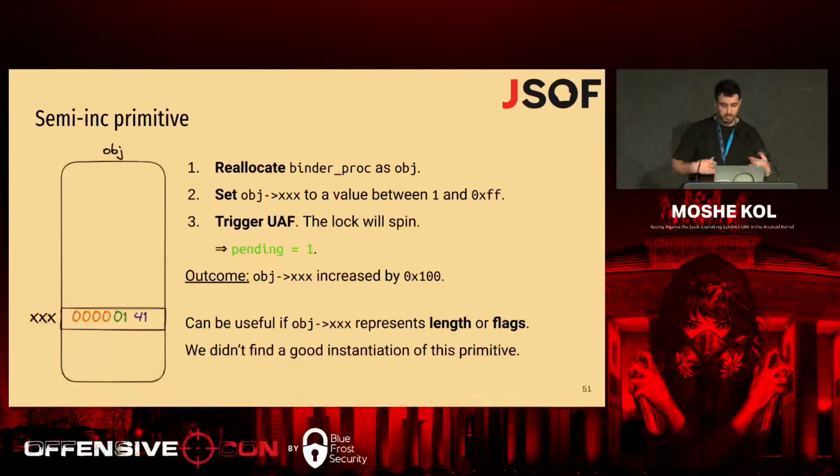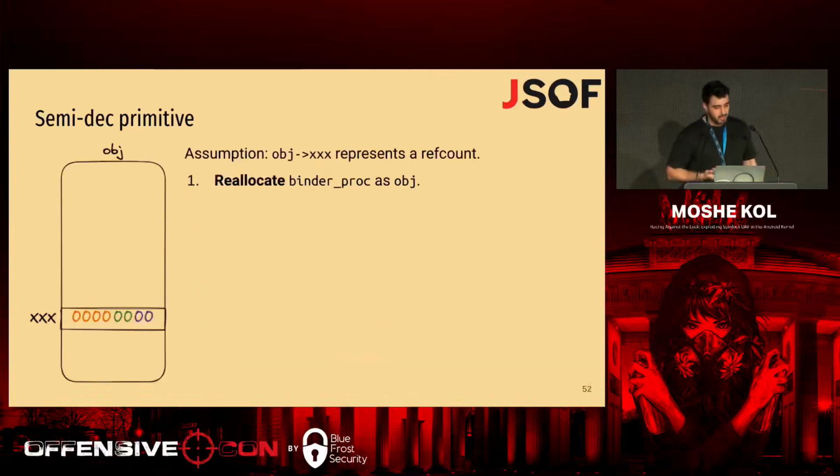So this might cause some overflow elsewhere, or it may represent some flags, but we didn't find a good instantiation of this primitive. So this brings us to the next primitive that we can think of. And the story we tell ourselves with this semi-decrement primitive is that the field that we are catching with is a ref count. So if we assume that, we will reallocate the binder proc as some object.